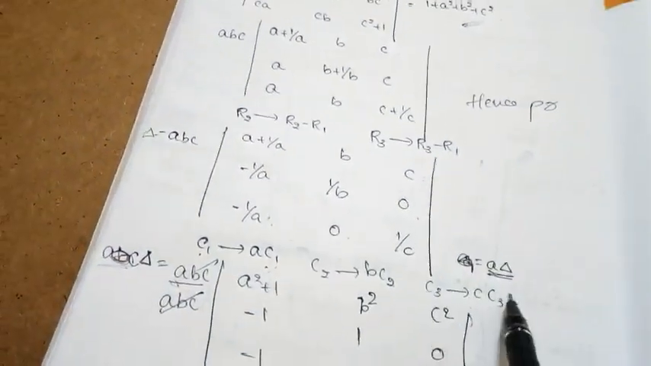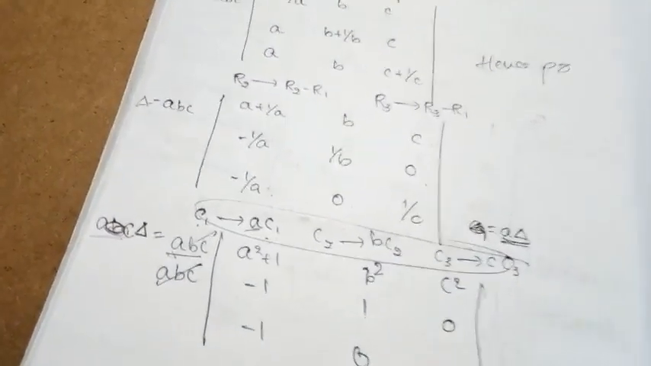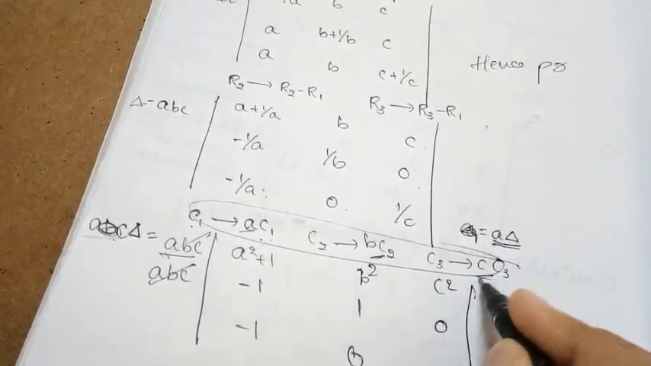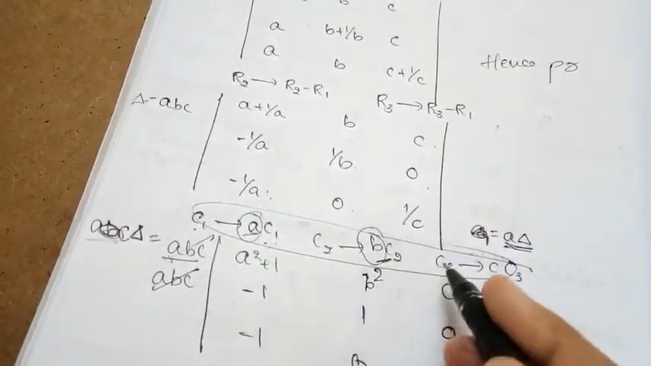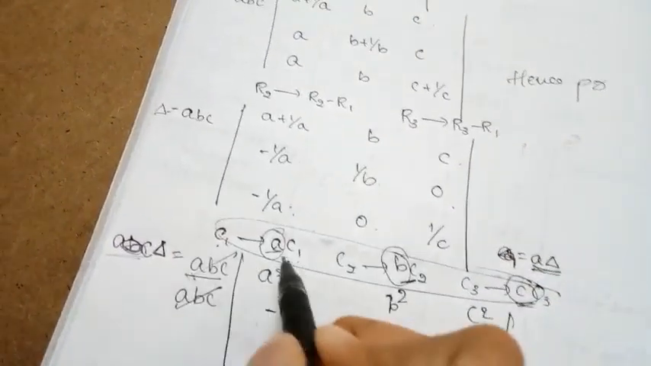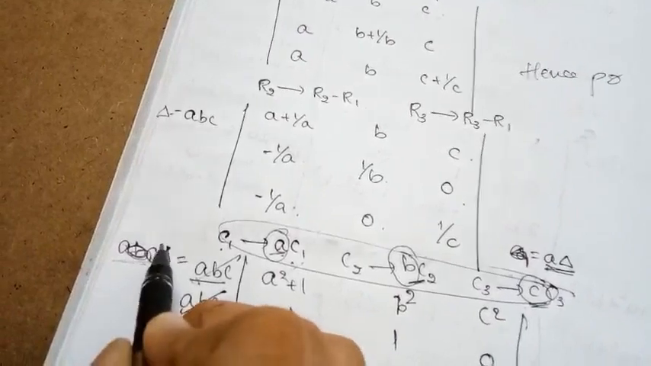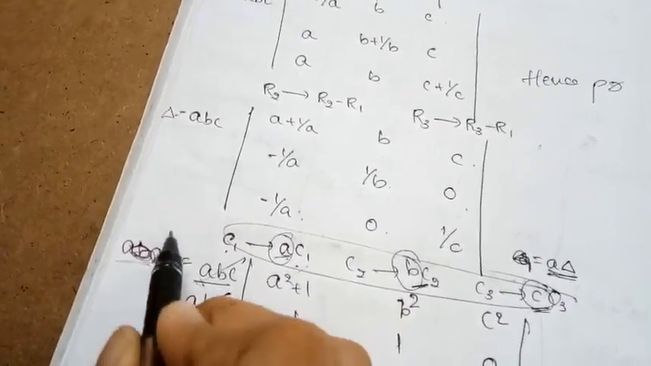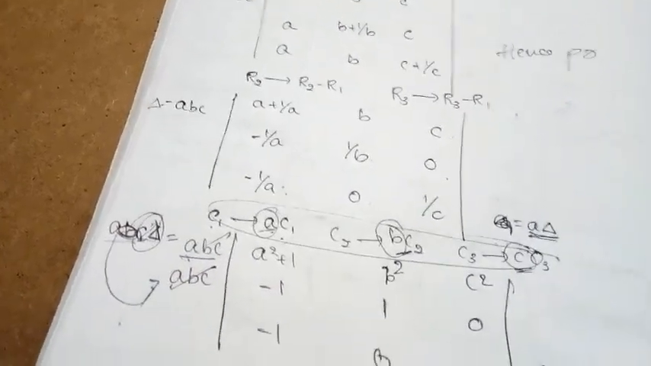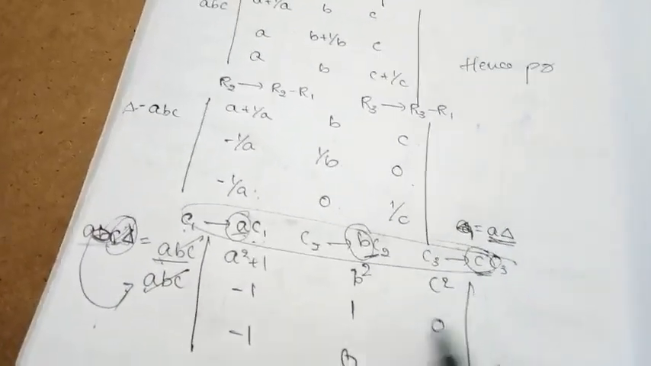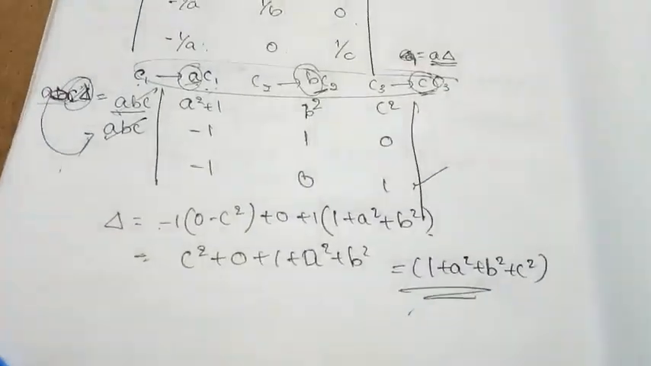So here also make a note of this one. Here I am taking a times C1, b times C2, c times C3. Since I am taking some scalar times any row or column, that many times the determinant is going to happen. So abc times the determinant we are going to get, but we required only the value of the determinant. So I am bringing this to the RHS, so it becomes divided by abc. Hence we cancel this, and expanding this, we get the result.